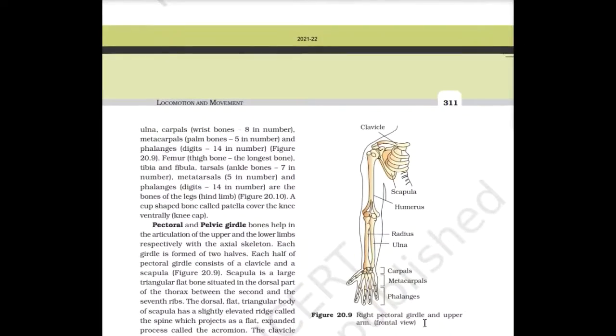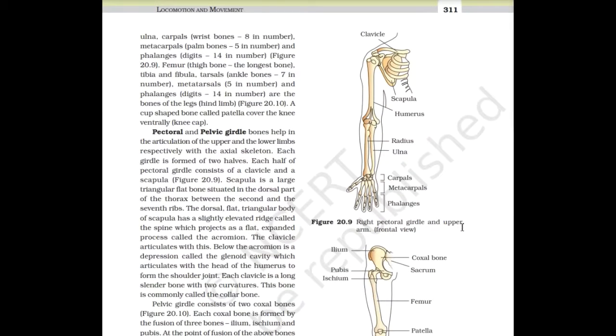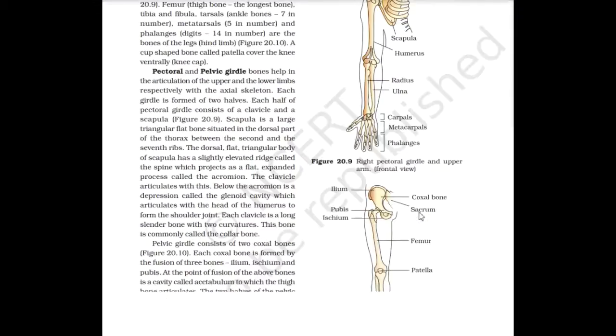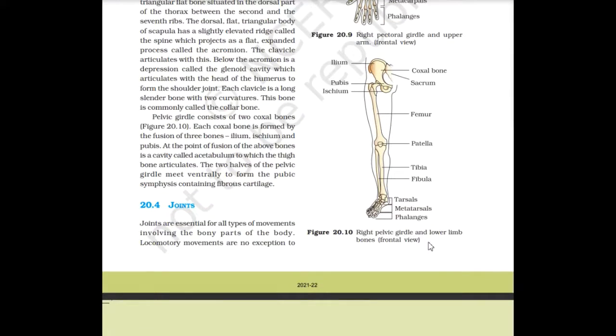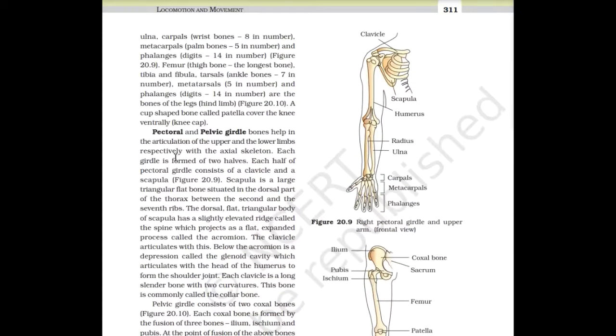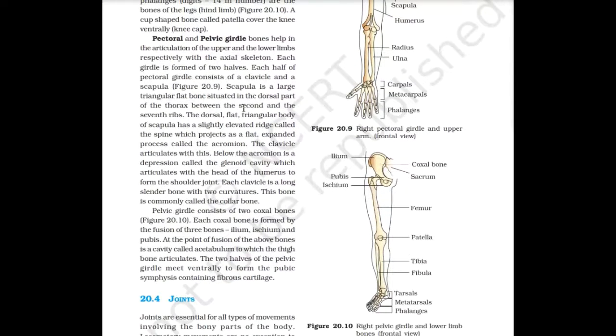First, here they represent the right pectoral girdle and upper arm: clavicle, scapula, humerus, and hand part: radius, ulna, carpal, metacarpal, and phalanges. The second figure represents the right pelvic girdle and lower limb bones, frontal view: ilium, pubis, ischium, coxal bone, sacrum, femur, patella, tibia, fibula, tarsal, metatarsals, and phalanges. Pectoral and pelvic girdle bones help in the articulation of the upper and lower limbs, respectively, with the axial skeleton.